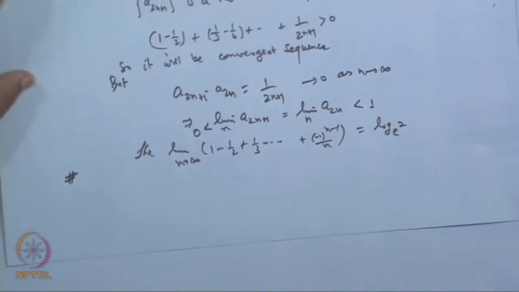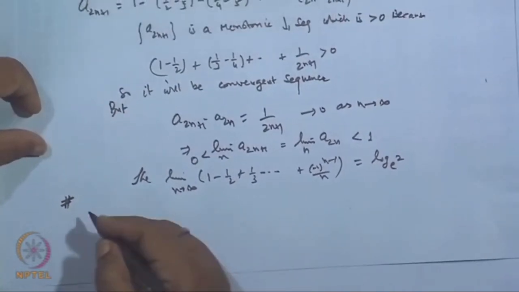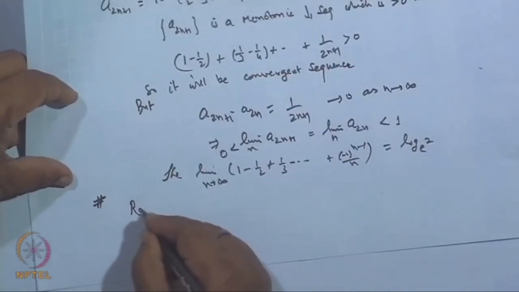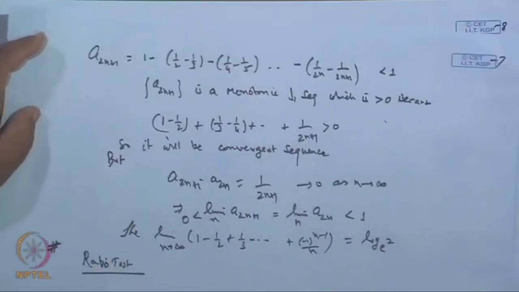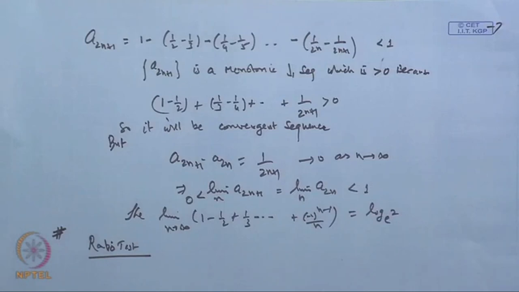Okay, let us take one more example, the ratio test. So far, a sequence is given, and before getting the limit, we wanted to make sure whether the limit exists or does not exist. Then we try to find out whether the sequence is monotonic increasing and bounded, or monotonic decreasing and bounded below. Then we say the limit will exist.